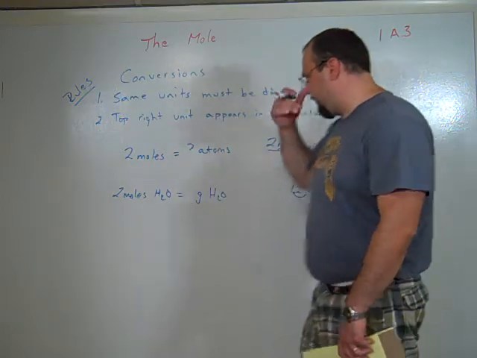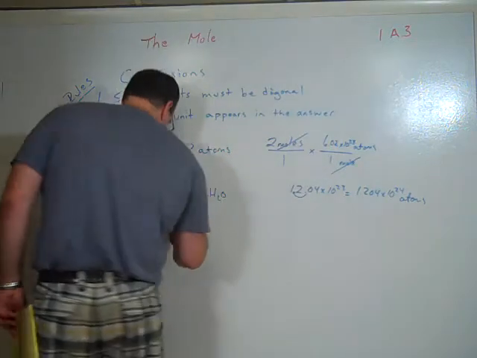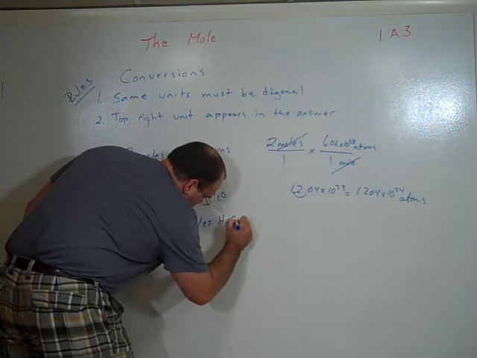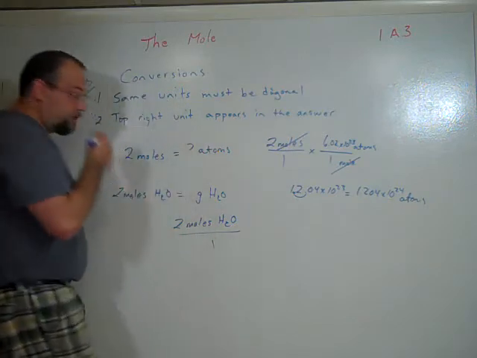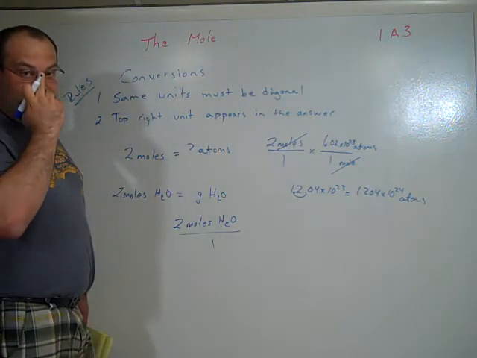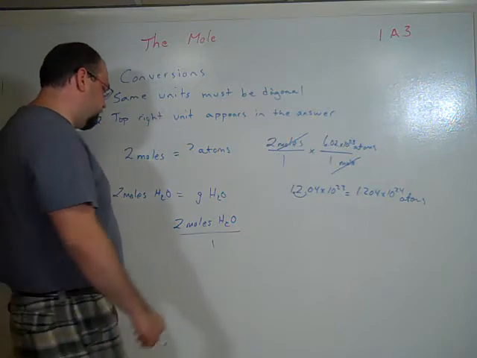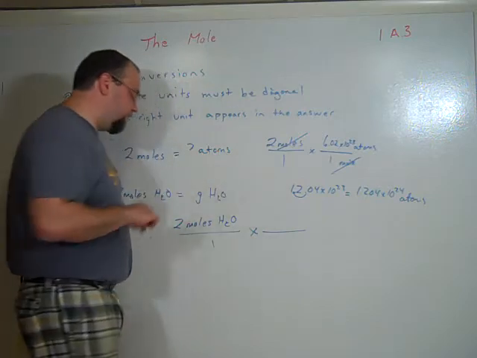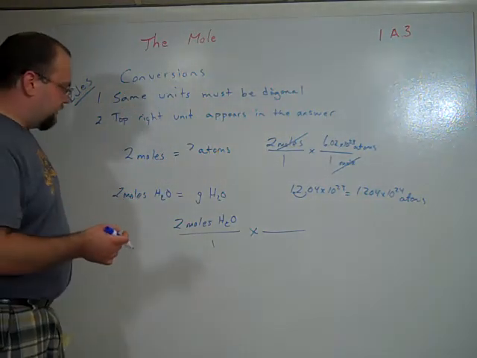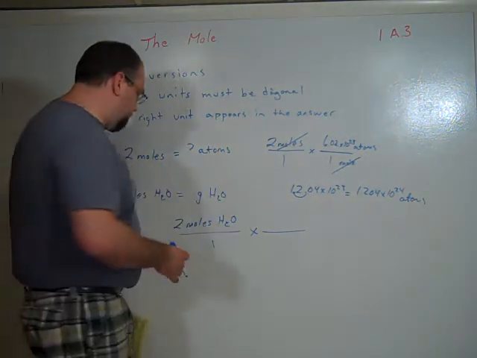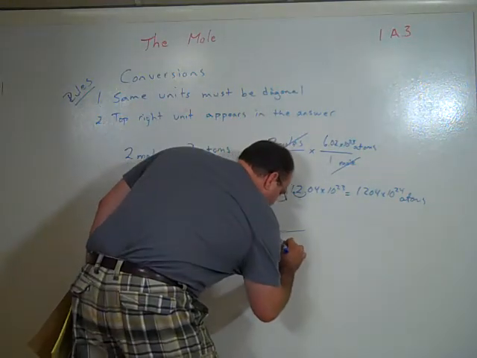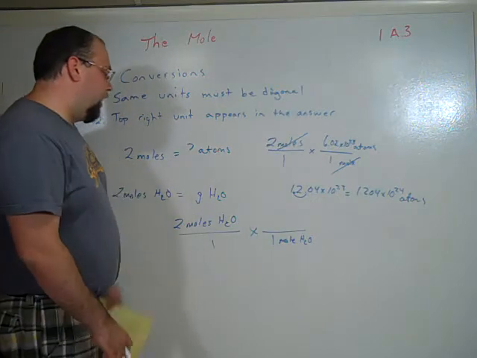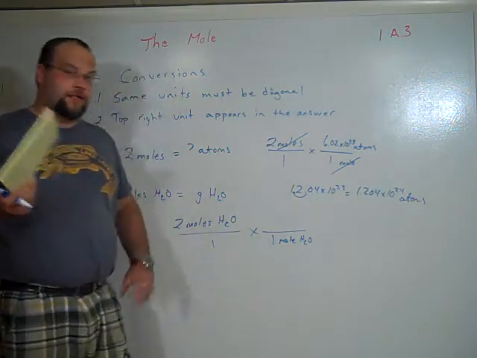So, do the same thing I did over here. I take my 2 moles of water. Going to put it over 1. Didn't change anything. Did not change anything at all. I'm going to multiply it by, excuse me, a conversion factor. Now, the unit that has to go on the bottom is moles of water. I'm going to do 1 mole of water on the bottom. Now, what I want, ideally, is grams on top.